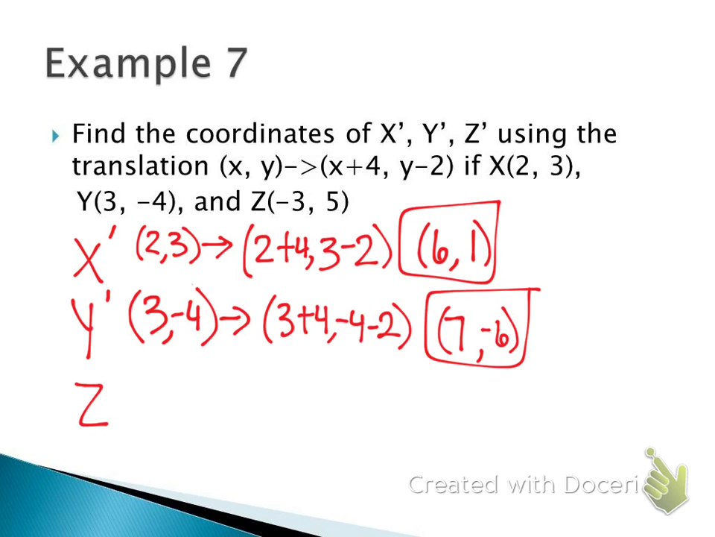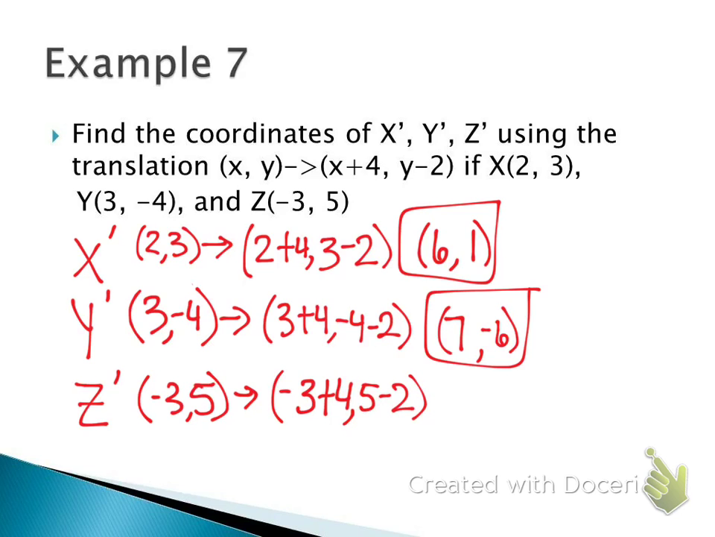And finally, we have to do z prime. So z starts at negative 3, 5. Again, my x value is negative 3. We add 4, and my y value is 5. We subtract 2. What is negative 3 plus 4? 1, comma, 5 minus 2 is 3. So in order to find x prime, y prime, z prime, we use the same rule. We started with x, y, and z.